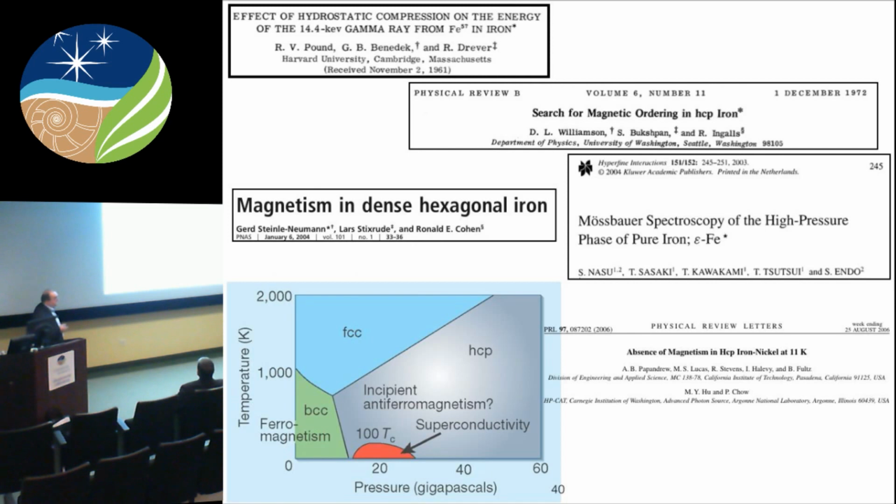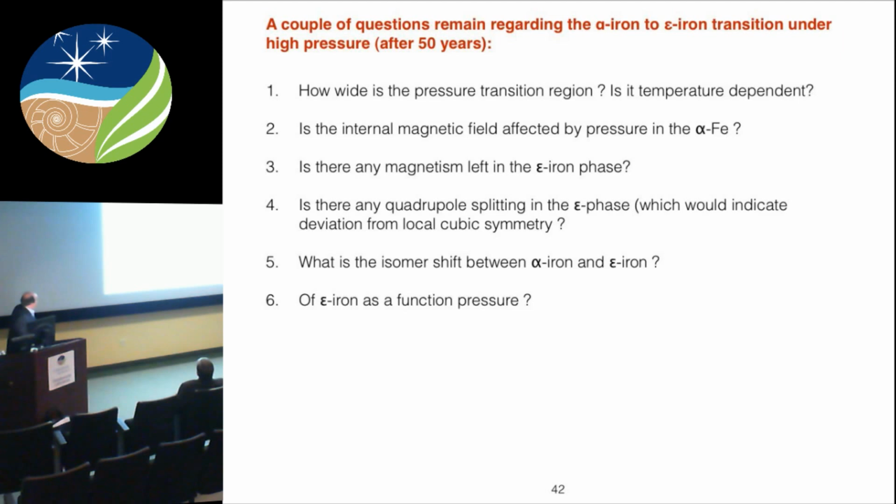So we said we can study this. The questions are: how wide is the pressure transition region? Is it temperature dependent? Is there any internal magnetic field left in the epsilon iron? What is the field change in alpha iron as a function of pressure? Is there any quadrupole splitting in the epsilon iron, which would indicate any deviation from cubic symmetry? And why would I use the Mössbauer effect for this? Because of its very high resolution and very clear signature of magnetism.